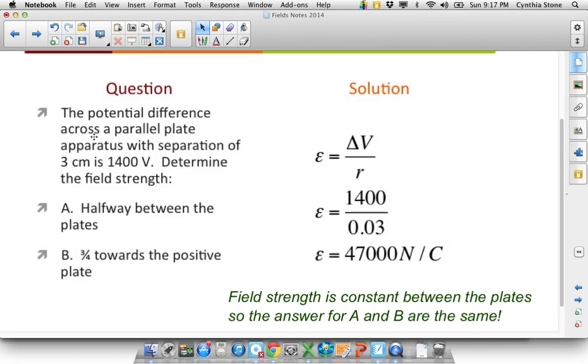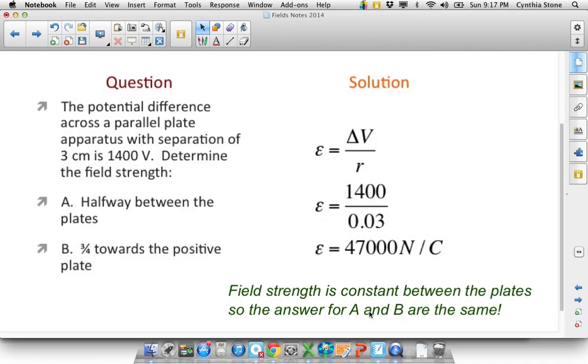The potential difference across a parallel plate apparatus with separation, so R of 0.03, determine the field strength. And we're given our delta V. So you just substitute in, you get 47,000, and remember that A and B are going to be the same. It doesn't change. Field strength is constant throughout the plates.